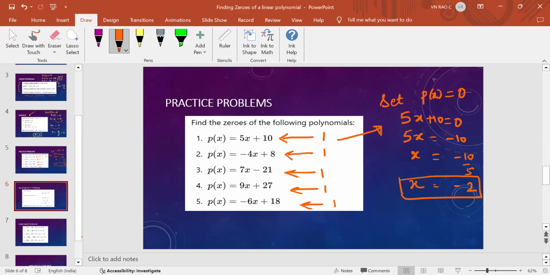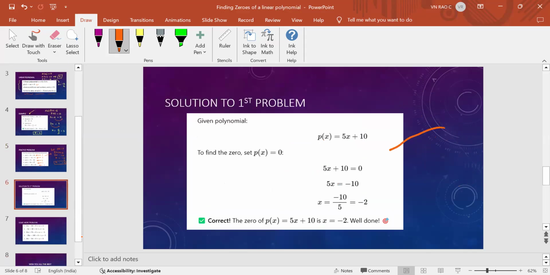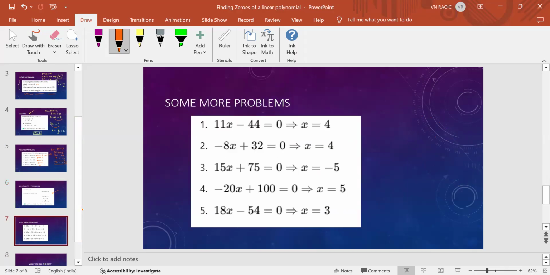This is shown here again in the example. There are some more problems you can work on. 11x minus 44 is equal to 0; the answer is x is equal to 4. The next problem is minus 8x plus 32 is equal to 0; x is equal to 4. 15x plus 75 is equal to 0, whereas x is equal to minus 5. Then you have minus 20x plus 100 is equal to 0, x is equal to 5. There is only one zero for a linear polynomial. 18x minus 54 is equal to 0, x is equal to 3.